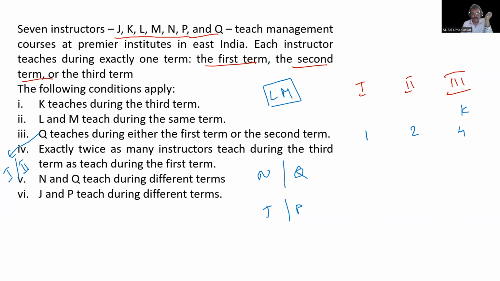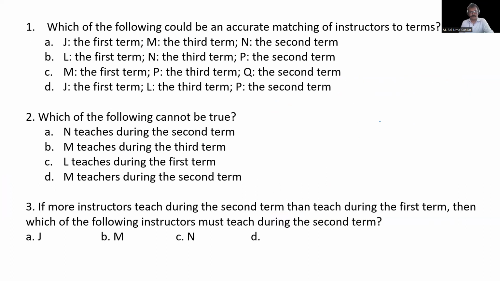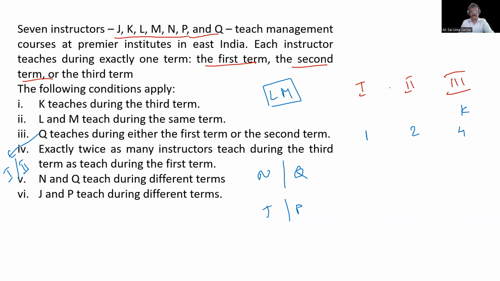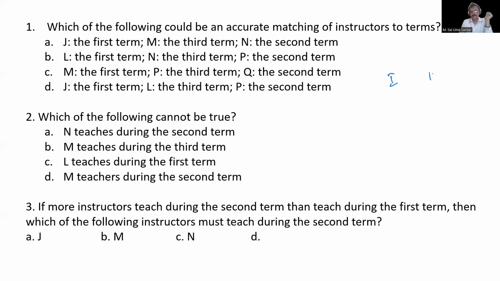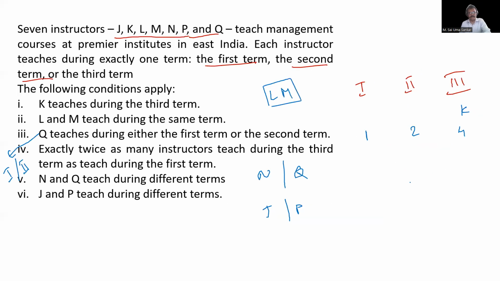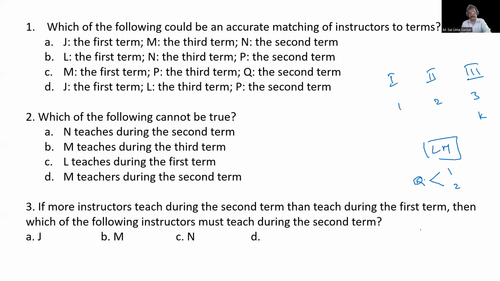Okay, N and Q different terms, J and P different terms. Now I am going to write down here: first, second, and third term, 1, 2, 3 trainers, and this is equal to K. And next, LM go together, and Q either first or second. And what is the next one? N and Q, J and P.